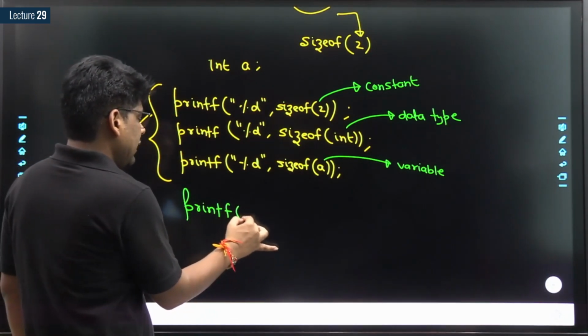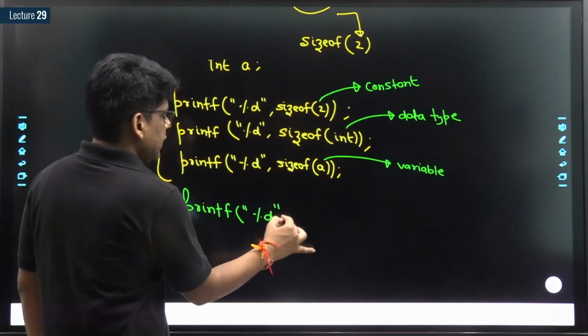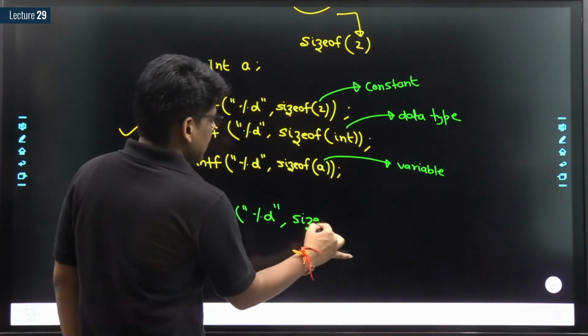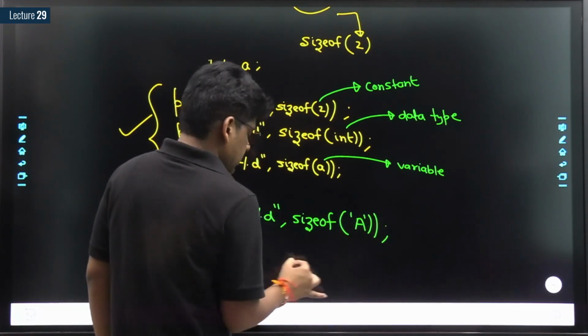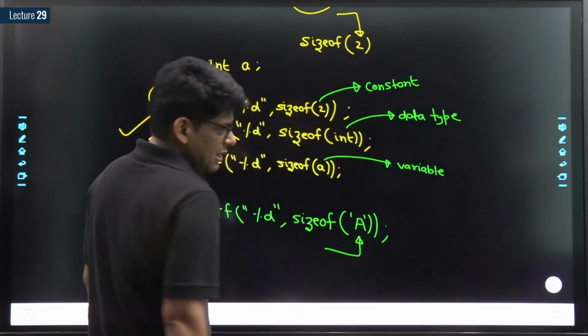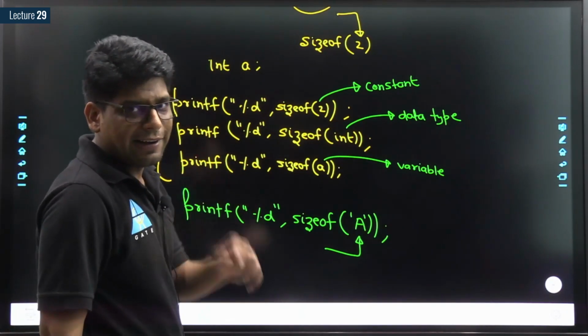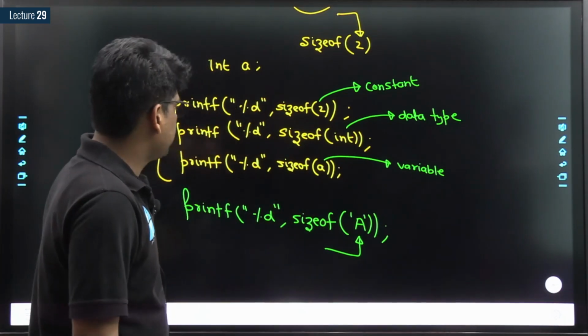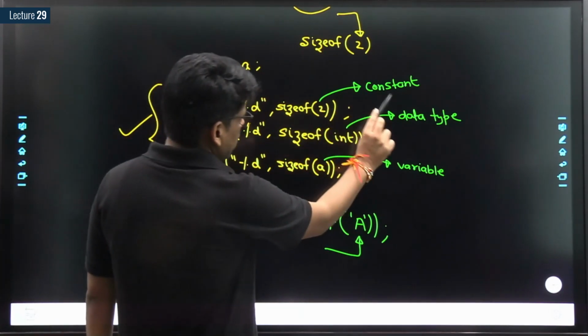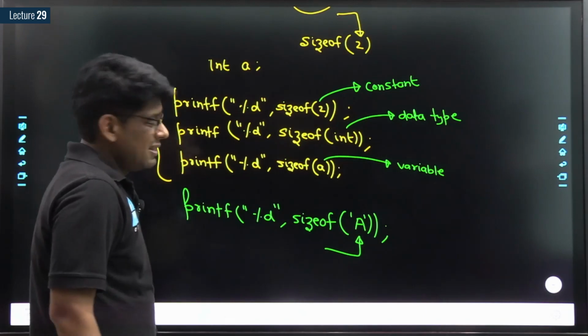Sir, is it valid to write something like this: %d, sizeof of a character? Yes, sir. See, what is this? Sir, a single character. I will discuss it later on. Don't worry about it now. Done, sir. That means constant is okay, data type is okay, variable is okay.